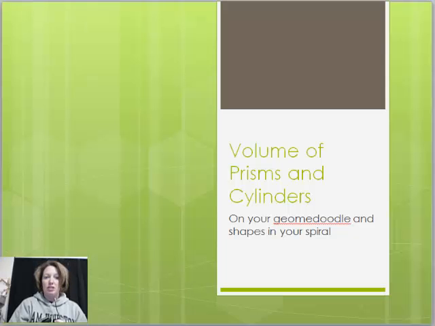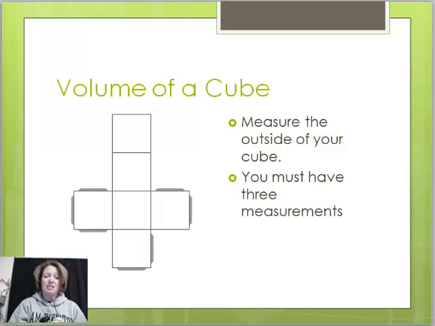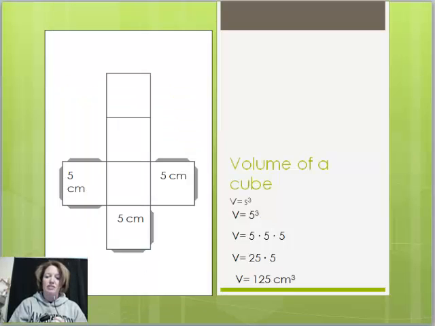So the first one that we're going to do is the volume of a cube. Measure the outside of your cube, and you must have 3 measurements. Back in elementary school, you found volume of a cube by doing length times width times height. Well, in junior high and high school, we change it to be V equals side cubed, because we know in a cube, all the sides are the same, and if we have 3 of them, if the measurement is the same, then we can just cube it.